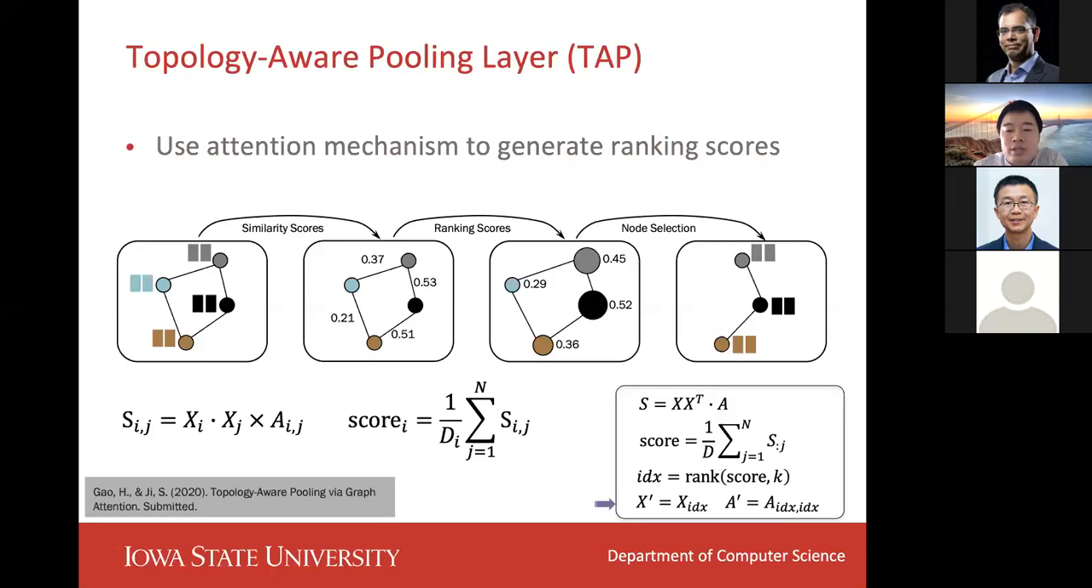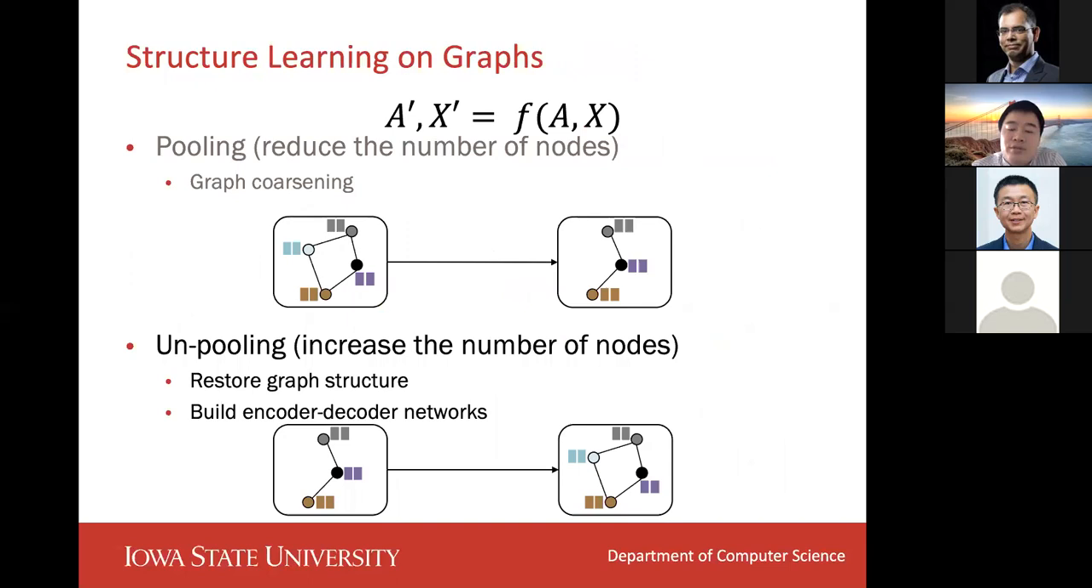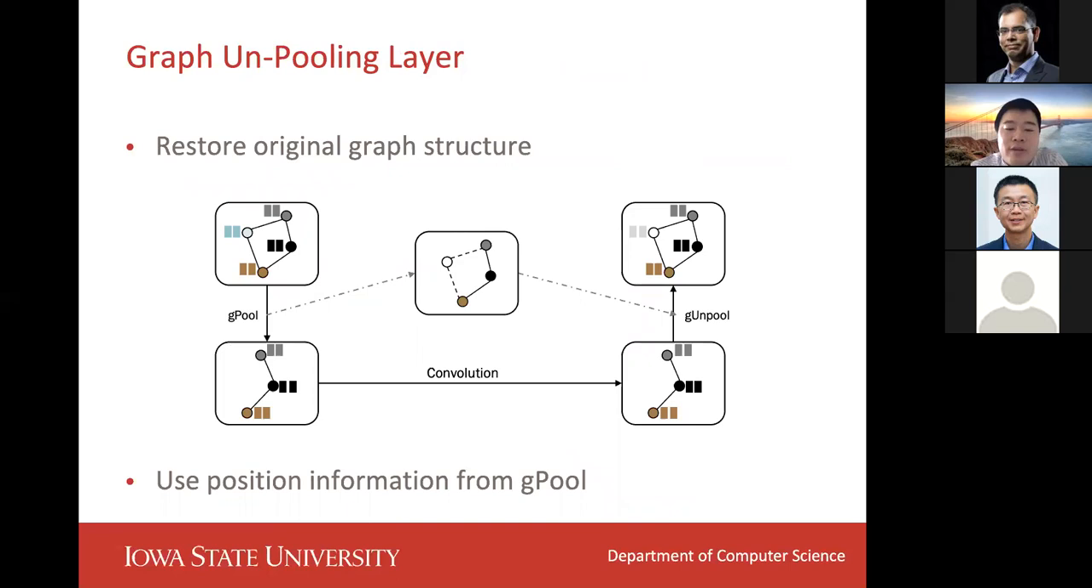So previously we discussed how to do graph pooling. Now we move on to talk about graph unpooling. Graph unpooling operation aims to restore the original graph structure. So this is very useful for building some encoder-decoder networks. To this end, we propose a graph unpooling layer. And here we want to restore the original graph structure. So we can use the structure information from the corresponding pooling layer.